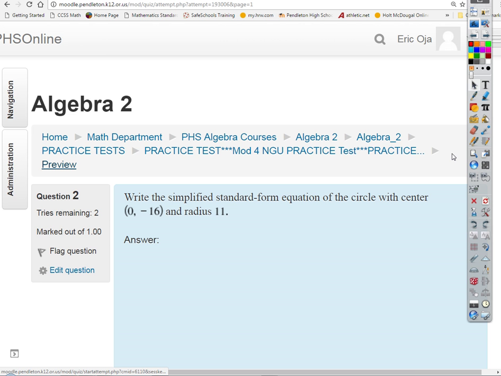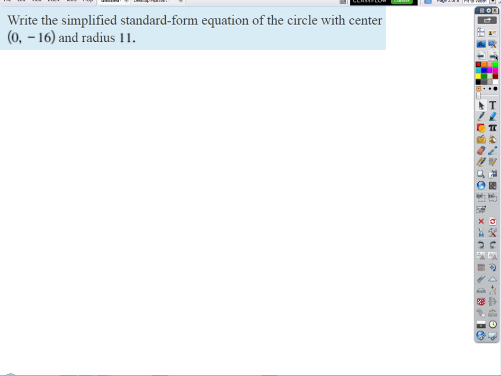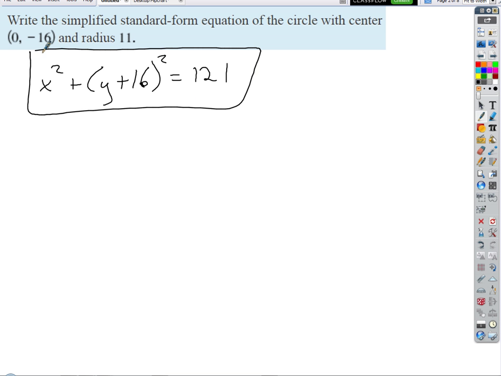Write the simplified standard form equation of the circle with, same thing, right? The only difference this time is, what's the value of h? 0. So how would I write x minus h squared? Just x squared plus y minus 16, it'd be y plus 16 squared equals 11 squared, it's 121. That's my answer. So everybody facing the front, please. Everybody going through this with me.